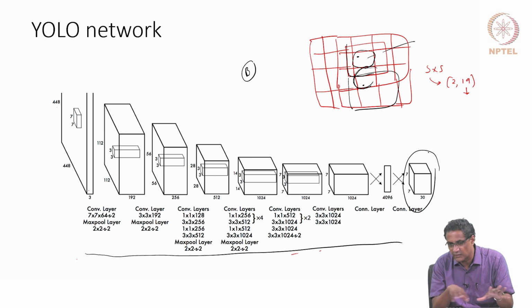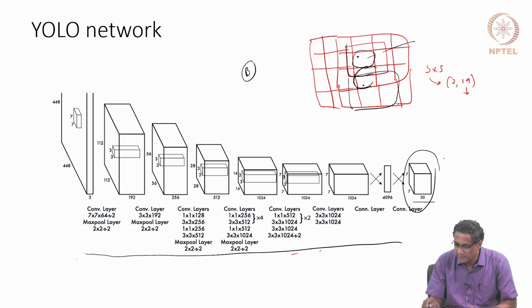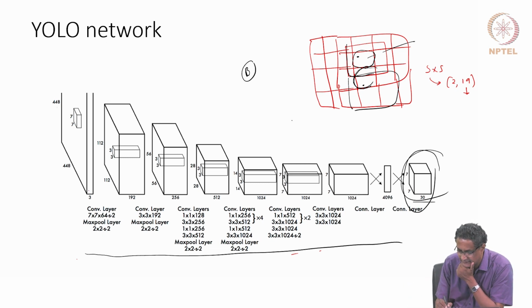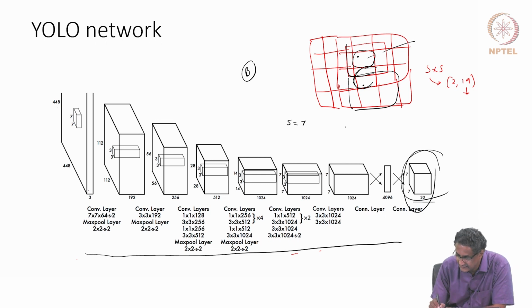Until now I said that we will not worry about the size, but here I have to. The 7 cross 7 by 30 comes from the fact that we want this network to predict this volume. The 7 cross 7 is for the case when S is 7, and the 30 comes from the number of classes and the bounding boxes being 2 for this particular case. You can choose whichever bounding box count you want, and then there is another vector, which I will talk about.